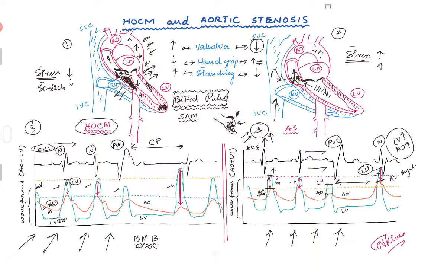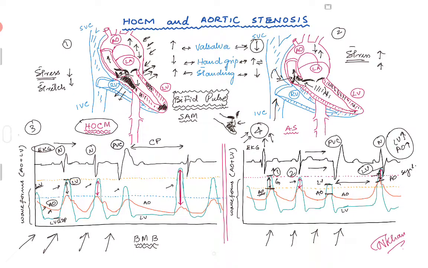So again, PVC, compensatory pause, the next beat will have more vigorous contraction. The LV systolic pressure will go up. So will the aortic systolic pressure, with the gradient, or the difference between the LV systolic and the aortic systolic, remaining the same as compared to beats 1 and 2.